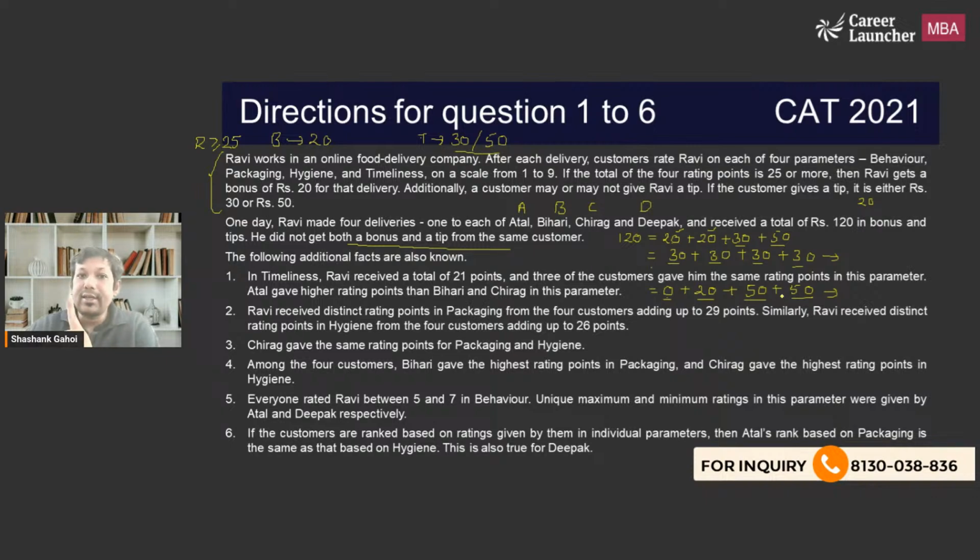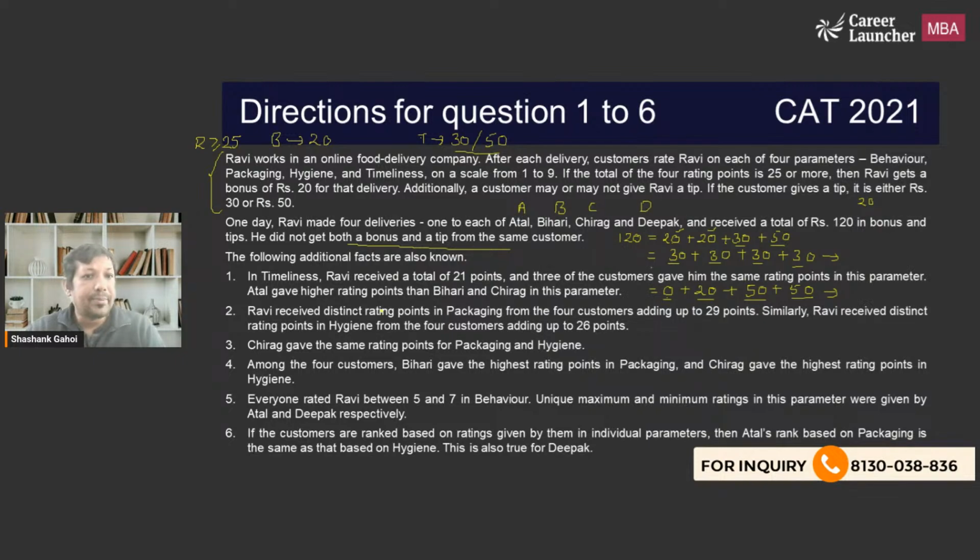Because if he's getting a total rating of more than or equal to 25, he will be eligible for a bonus, and as soon as he gets a bonus he will not get a tip. So that's all the possibilities that we are talking about. I don't know which one is going to be true. I am assuming that the fourth one will not be. Just a guess.